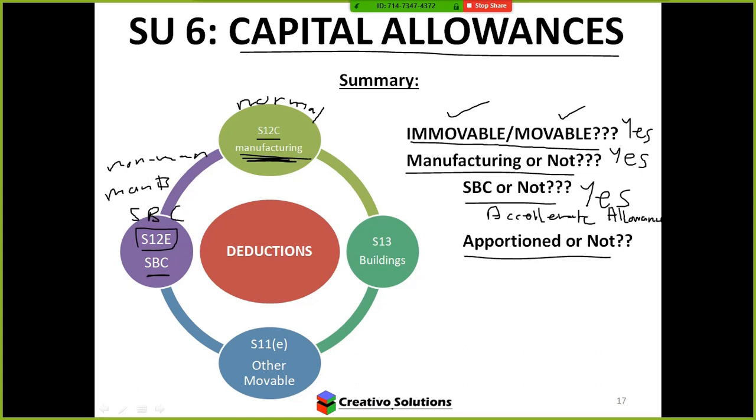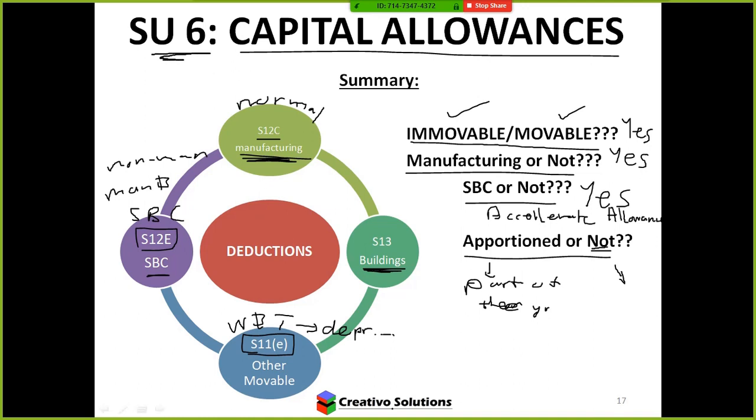And then the last bit is whether it's apportioned or not. Apportioned means part of the year. It's the same as accounting. If it's not apportioned, it doesn't matter. It can be 1 month from the year end, or it could be at the beginning of the year, and it makes a difference. If it's not apportioned, you claim the full amount. Then section 11E is for other movable assets. That's wear and tear. Another word for wear and tear in accounting is depreciation. Section 13 covers all these building allowances.